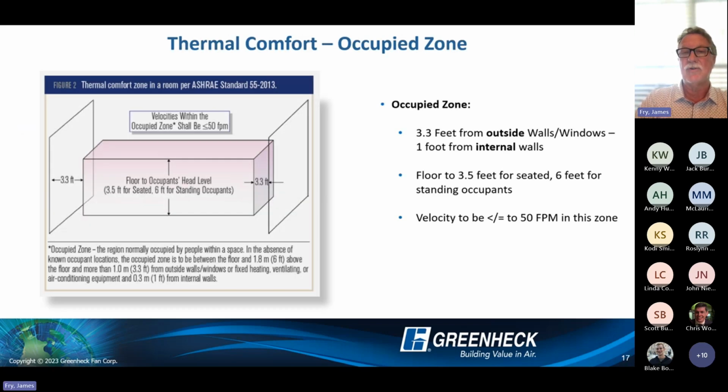Our occupied zone, or our target zone, is in the diagram to the left there. We want to be 3.3 feet from an outside wall or window, 1 foot from an interior wall, and from the floor level, 3.5 feet for seated people and 6 feet for standing occupants. Knowing your occupied zone and your target is important when you place your air distribution. So we're going to deliver that to that occupied space at less than or equal to 50 feet per minute into that zone.